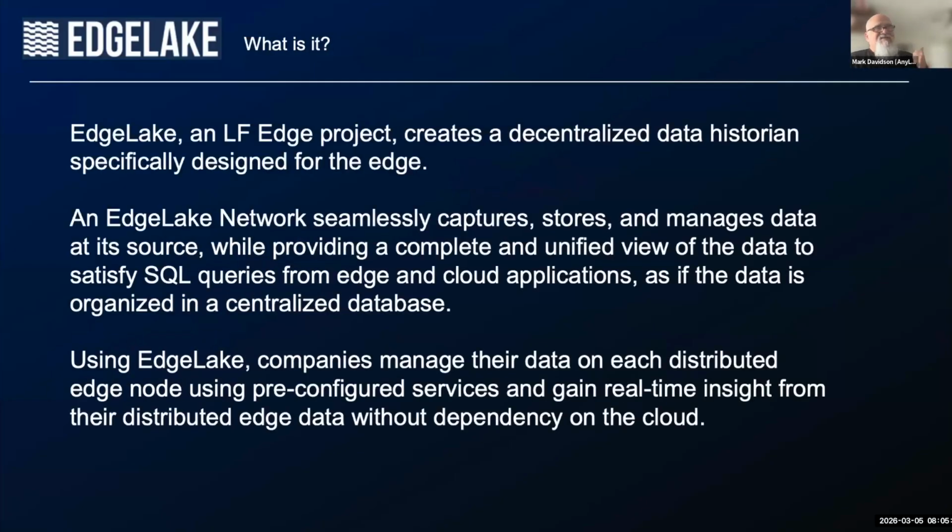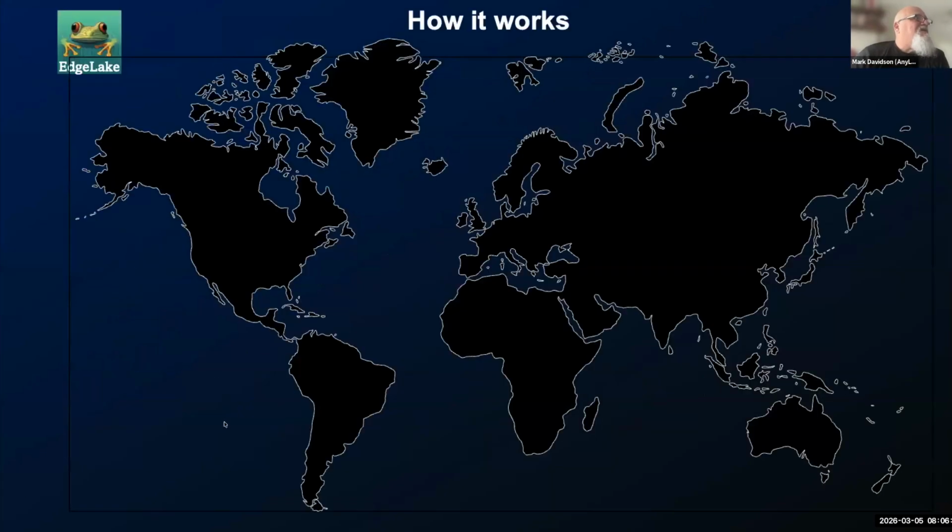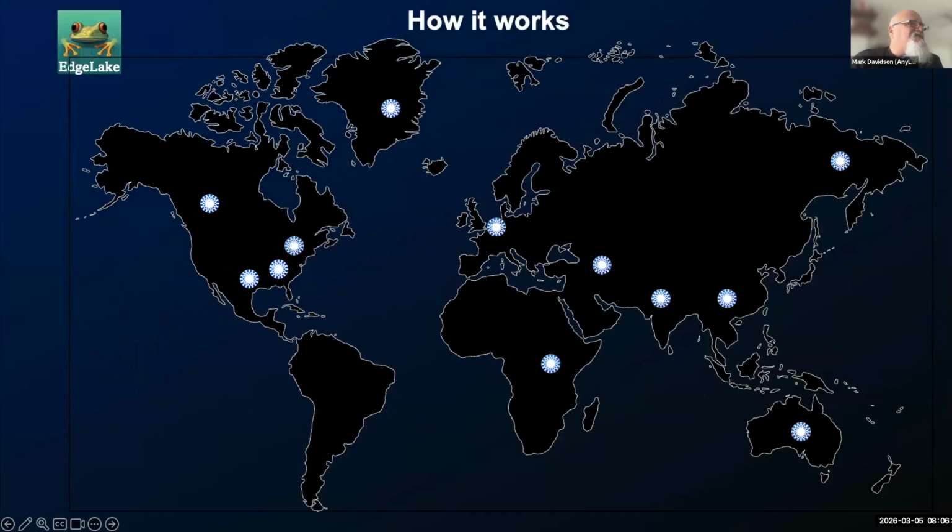So EdgeLake is an LF Edge project that creates a decentralized data historian designed for the edge. It collects data at the edge from southbound devices or southbound components, and then stores it at the edge without having to move the data. So for a quick demo of how it works, what you see here are EdgeLake installations all over the world in our test network.